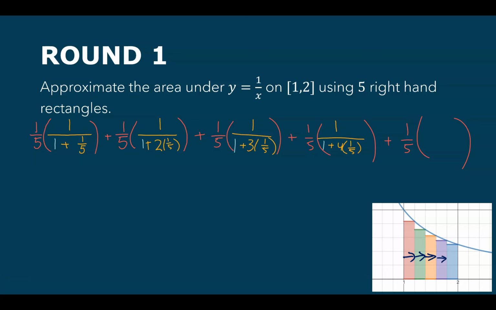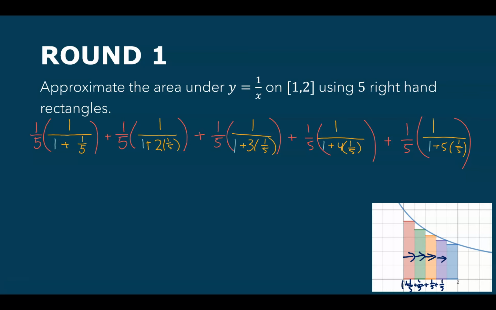Well, if we're using 4 right-hand rectangles, we're finding the height at 1 plus 1/5, plus 1/5, plus 1/5, plus 1/5. It'd be 4/5 to the right of x equals 1. And of course that last one is 5/5 away from that left-hand endpoint, x equals 1.